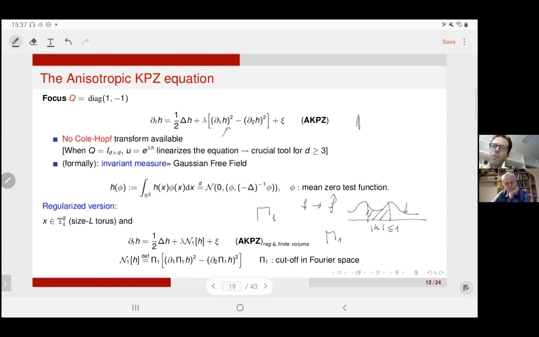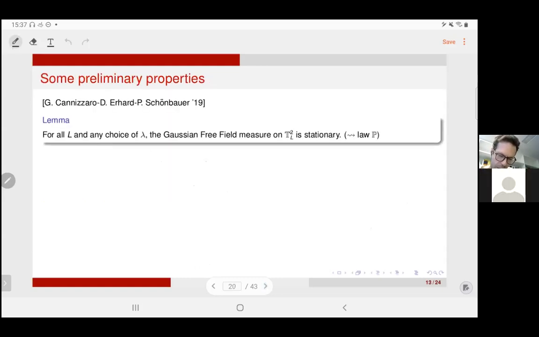Anyway, what you say is true. For the linear equation, it's trivial to check that the Gaussian free field is stationary, and then the equation is clearly rotation invariant. And then you have to check that the nonlinear part still preserves the Gaussian free field. Yeah, as I said, it requires some computation, which is not obvious. Right. Okay. So this is what I just said in words.